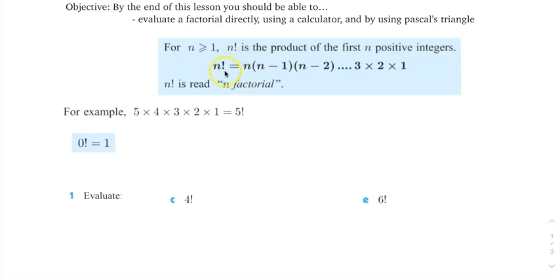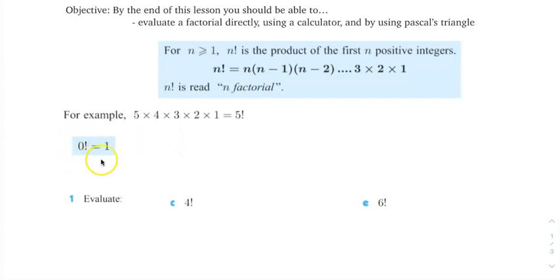Well, it's a non-negative number. This is a product of all the numbers beneath it. So right here, you say n factorial. We use a notation of an exclamation point. You just go n times the number below that, n minus 1 times the number below that, n minus 2 times 3 times 2 times 1. So for example, 5 factorial is just going to be 5 times 4 times 3 times 2 times 1. That's all it is. By definition, we say 0 factorial equals 1.